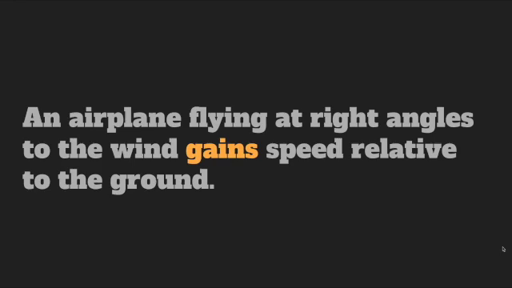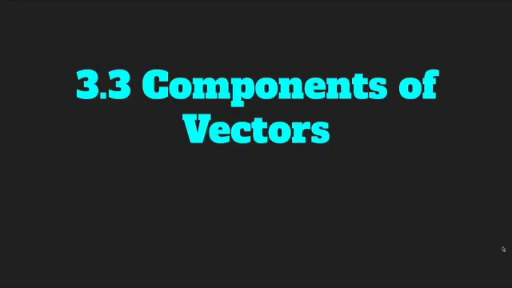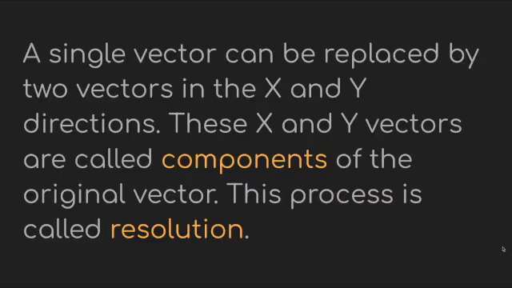As we can see from that problem, it might seem kind of surprising to you, but it works out in the physics. An airplane flying at right angles to the wind gains speed relative to the ground. In the next section, 3.3, let's take a look at components of vectors. A single vector can be replaced by two vectors in the x and y directions. These x and y vectors are called components of the original vector. This process is called resolution.